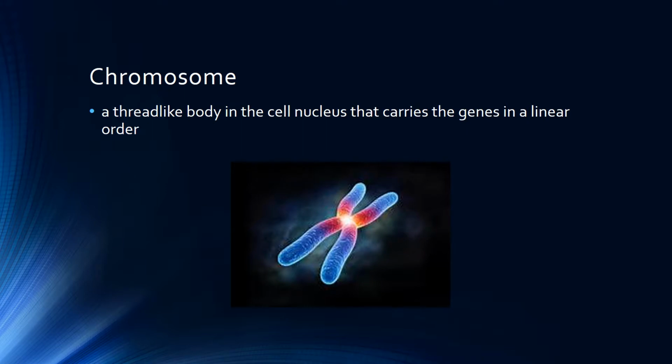A chromosome is a thread-like body in the cell nucleus that carries the genes in a linear order. So the chromosome is what holds the genes of each parent cell. It holds them and carries them to give to the next generation.